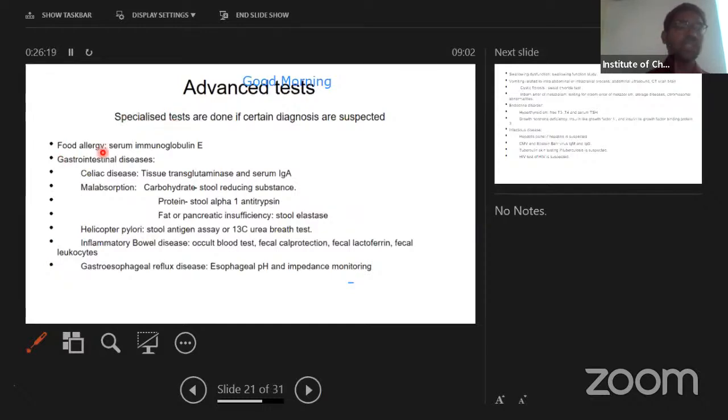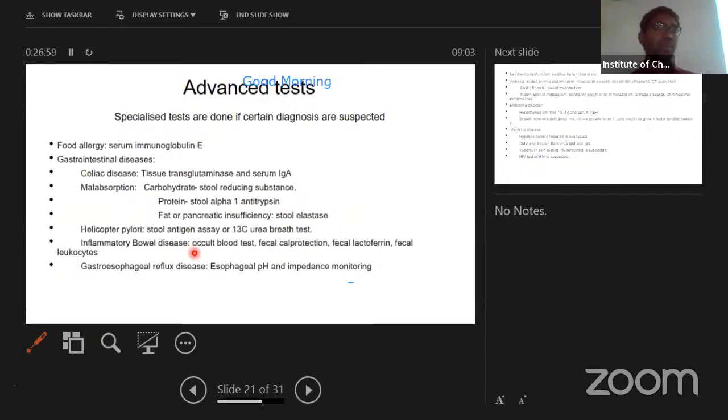For food allergy, the serum immunoglobulin and serum IgE, we have to rule out food allergy. For gastrointestinal disease, to rule out celiac disease, the primary investigation is done, with vitamin levels and serum IgA level, we have to check that. In malabsorption syndrome, the stool protein, alpha-1 antitrypsin level in the stool, and the stool elastase, we have to see in pancreatic insufficiency.